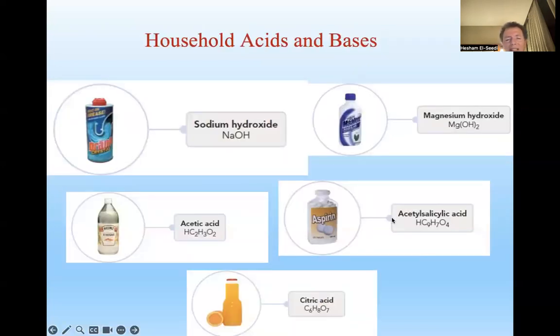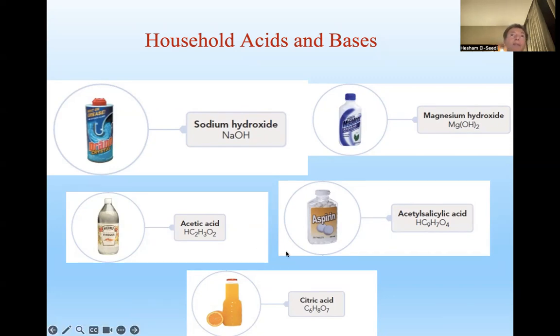So, household acids and bases. As I told you, this acid-base chemistry is used in industry. If you look at this, for example, sodium hydroxide, or juice like citric acid, some are bases like this with OH, some are acids like this one and this one, etc. So what we use in cleaning is sometimes chemicals like sodium hydroxide and its derivatives. What we drink contains some acids as well.